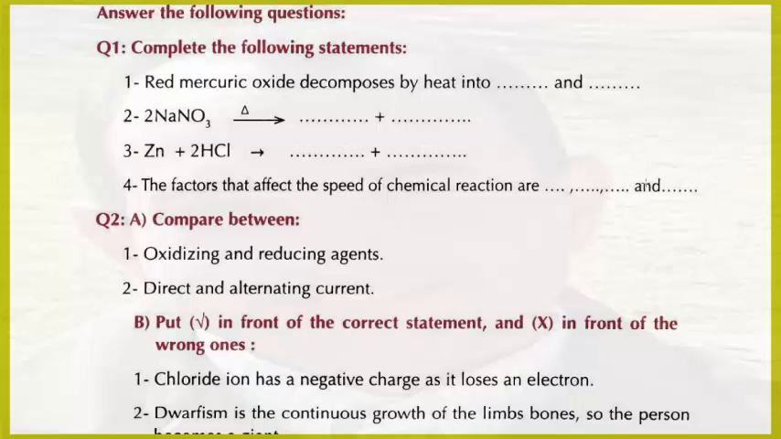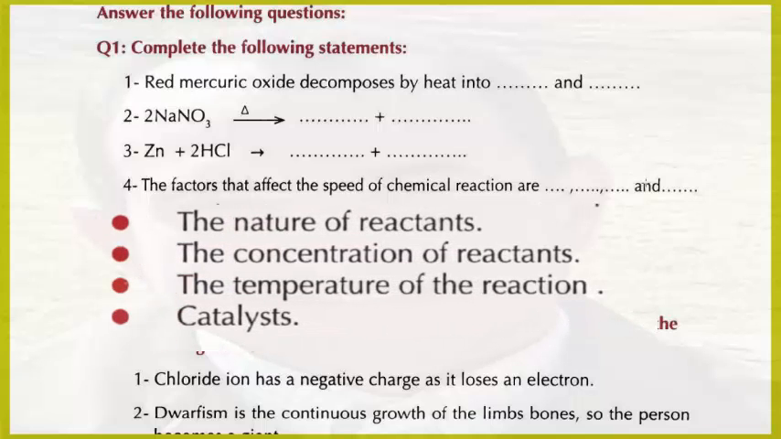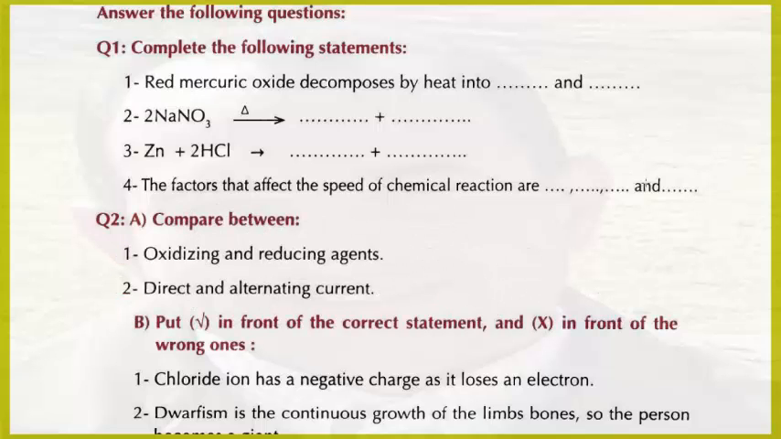Number 4, the factors that affect the speed of chemical reaction are nature of reactants, concentration of reactants, temperature of reaction, catalyst.